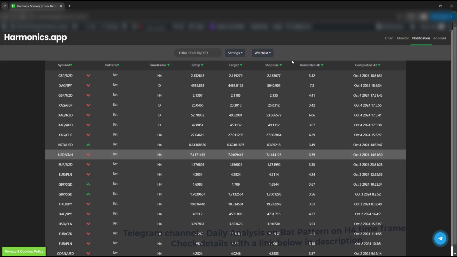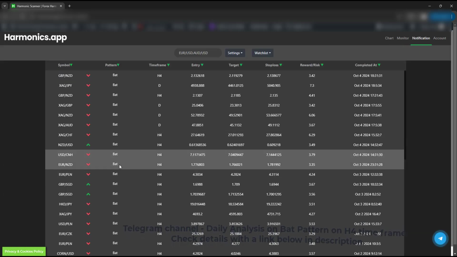Now, inside the notification, you have more information about the patterns that have been formed. In this table, you can see all the information: the direction of the pattern, the time frame, the entry level, the target, the stop loss, and the reward to risk ratio, which are very important pieces of information for trading and also for being profitable.